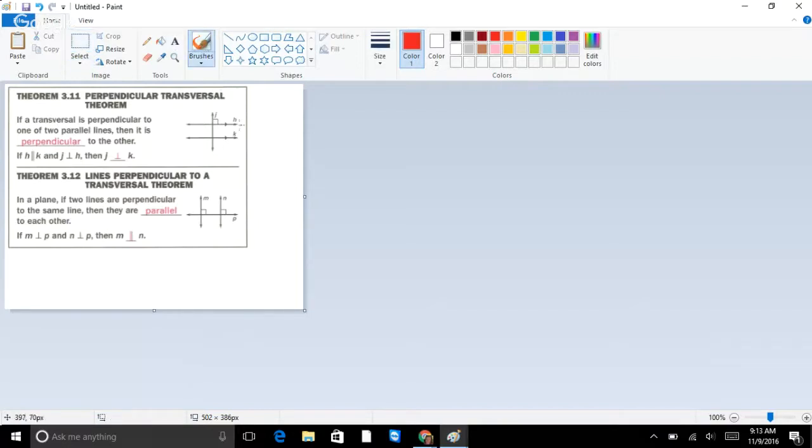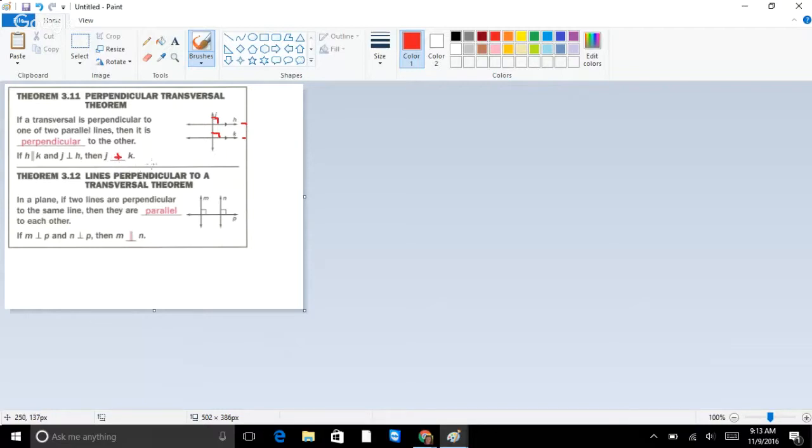We've got H and we've got K, and they are parallel to each other. It's indicated by those little triangles there, right? And we know that line J is perpendicular to line H. So this theorem says that, well, if J is perpendicular to H, then J should also be perpendicular to K. So you see it written right here, perpendicular, and J should be perpendicular to K.